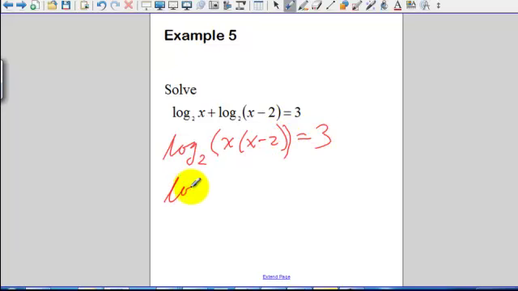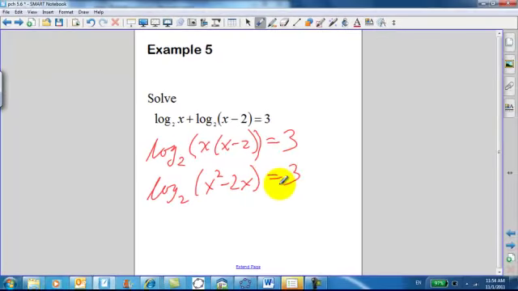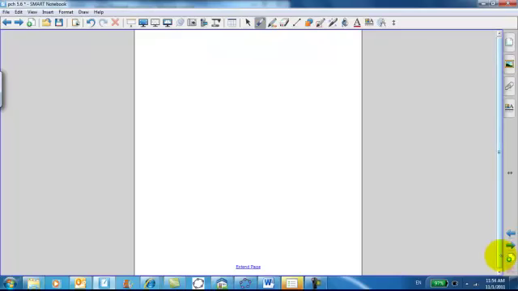And now this is the log base 2 of x squared minus 2x equals 3. And now you can rearrange it from the definition of what a log is. A log is the missing power. This log is 3. 3 is the missing power between these two. So 2 cubed equals x squared minus 2x. So we have a whole new problem here now.